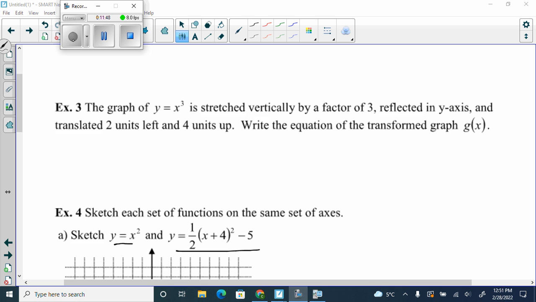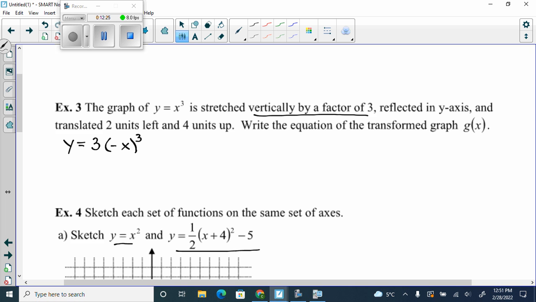So it says it's stretched vertically by a factor of 3. So we're going to get y equals, now what you always have to do is apply your stretches, reflections, and then your translations. So in this case, because it's just a basic x cubed, it's not going to matter. But I'm going to show you if I add something else to it, how it does change it. Okay? So we have y equals x cubed. It's stretched vertically by a factor of 3, so it's going to be 3, reflected in the y-axis. So it's going to be negative x cubed, because it's reflected in the y-axis with the x.